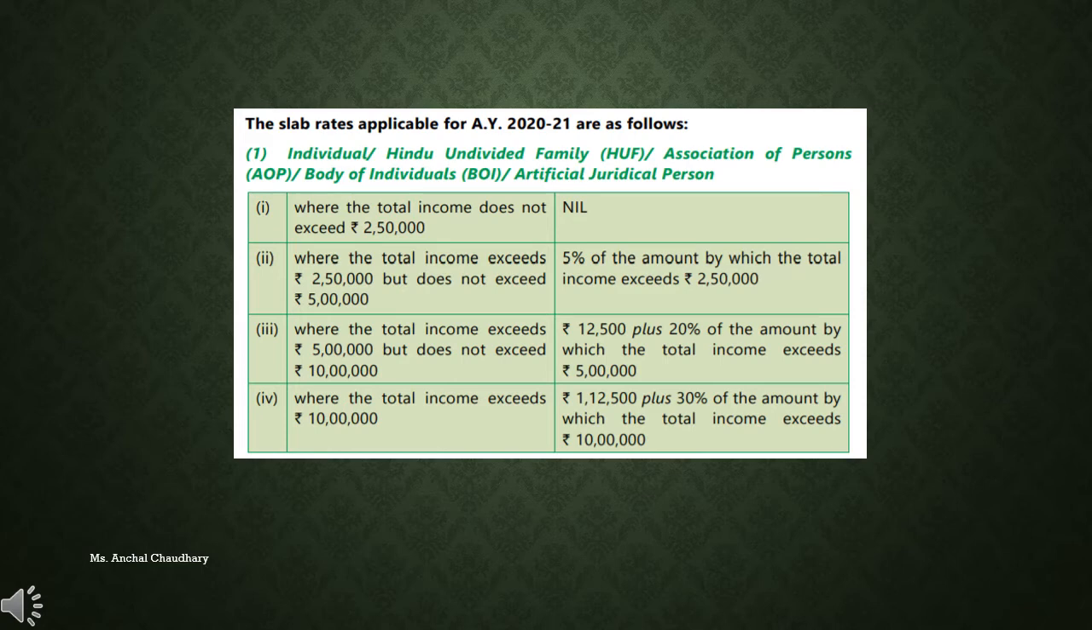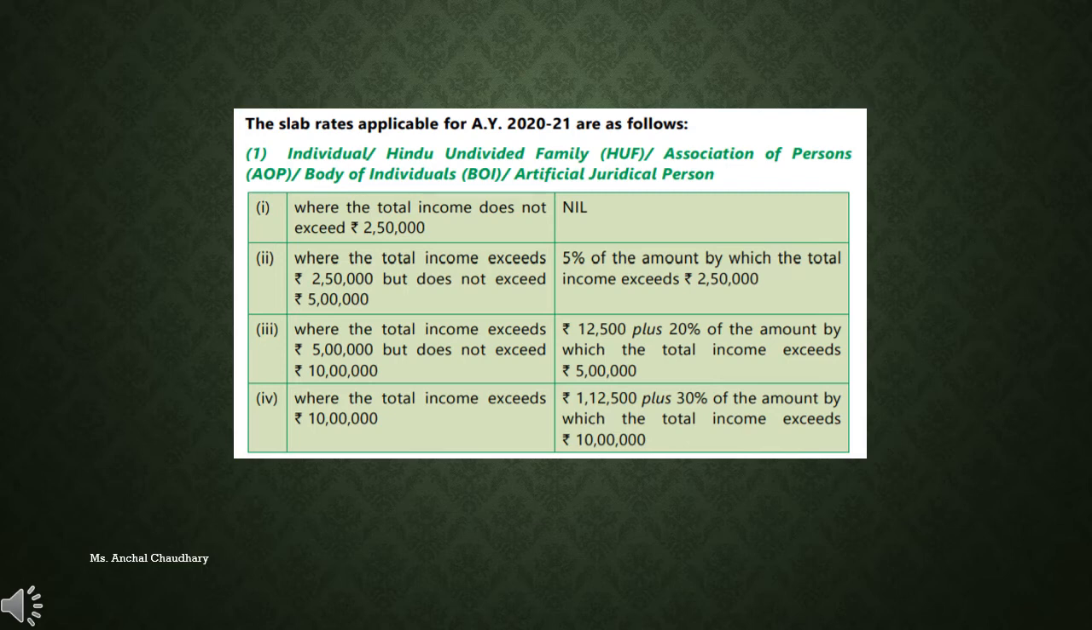So in this situation, suppose a person is having 6 lakh income, right? Up to 2,50,000 that person's tax will be nil, and on the next 2,50,000 the amount of taxation will be 5%, and on the remaining 1 lakh he has to pay 20% tax.